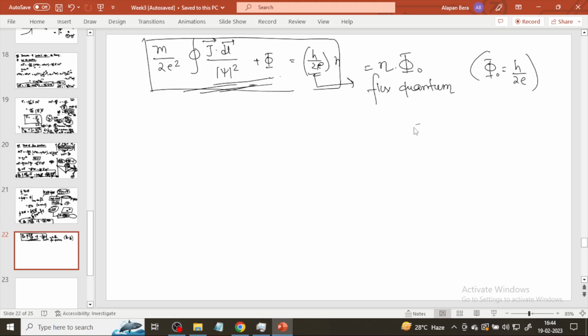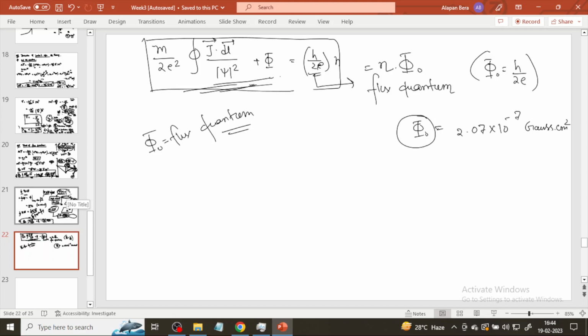So this phi naught, you can calculate the value of this. This is 2.07 times 10 to the power of minus 7 Gauss centimeter square. Okay, so this is very small. So let's try to understand what is the significance of phi naught.